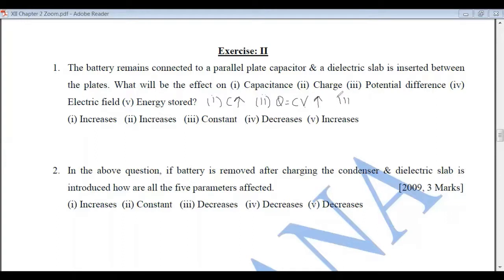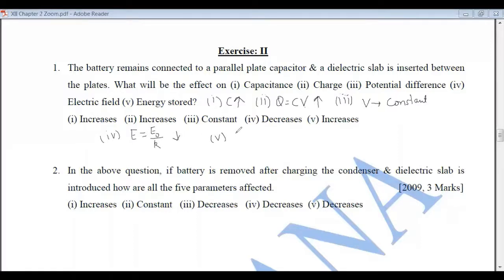The third point, potential difference. Potential difference remains constant. Why? Because the battery remains connected. Then the fourth point is electric field. There is a reduced value of the electric field which is equal to E naught upon K. So the electric field reduces whenever a dielectric slab is inserted. Now the electric field becomes E naught upon K. So the electric field decreases.